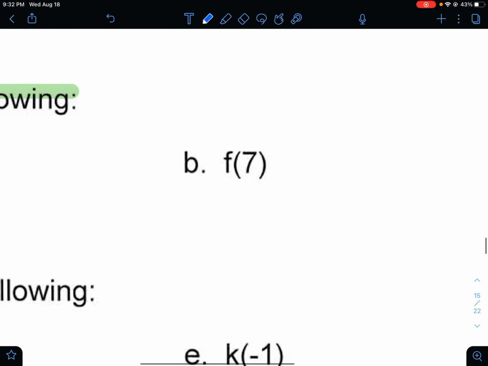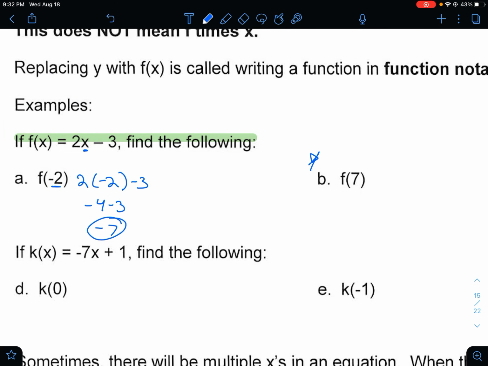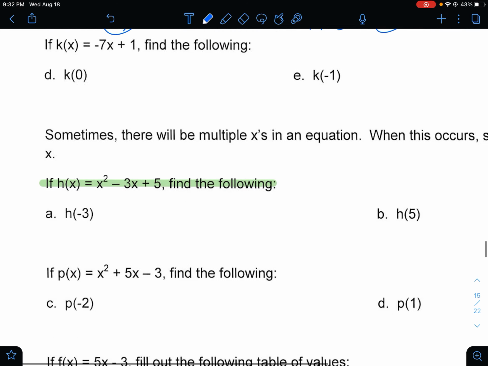All right, I want you to go ahead and see if you can find f of 7. Use this equation and find f of 7. When you do that, you should do 2 times 7 minus 3, which gives us 14 minus 3, which gives you 11. All right, so hopefully that was pretty familiar.